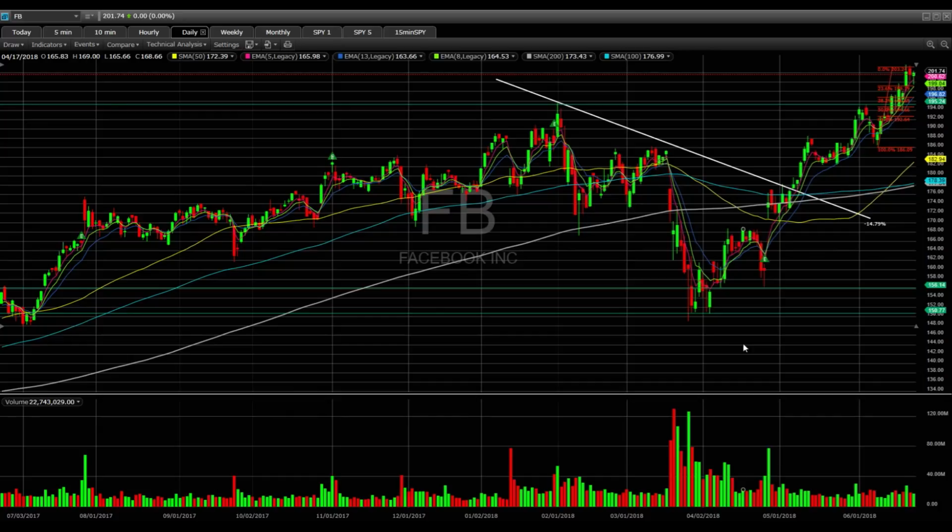Zuckerberg's appearing in front of Congress, things like that. But you can see right at this 150 level, it found a base. It found support. So when stocks get really oversold like this, you can buy on the weakness. This is exactly what hedge funds do. This is what institutions do. They look at it as, hey, this is still a strong company. It's still got strong fundamentals. They just handled all their bad issues, all their PR. The stock is going to rebound, especially when they have their next earnings call. It's probably going to move right back up.